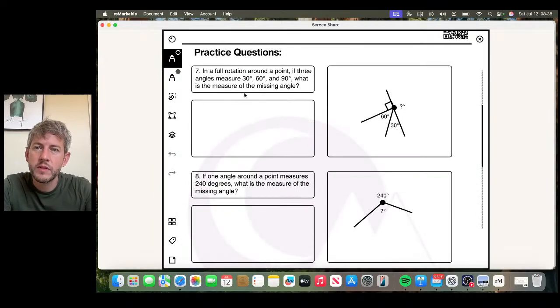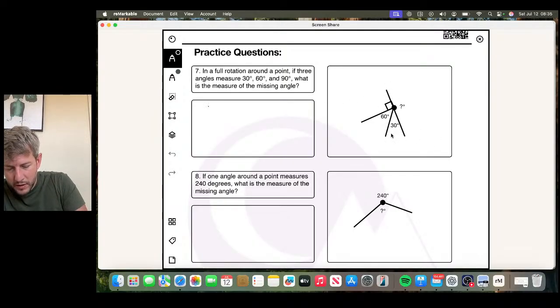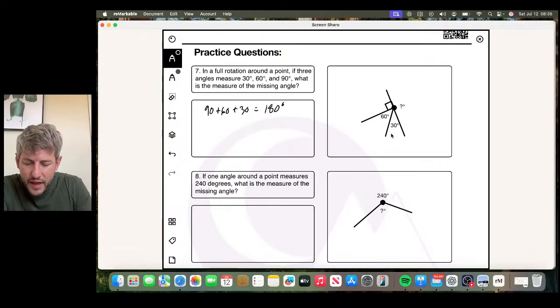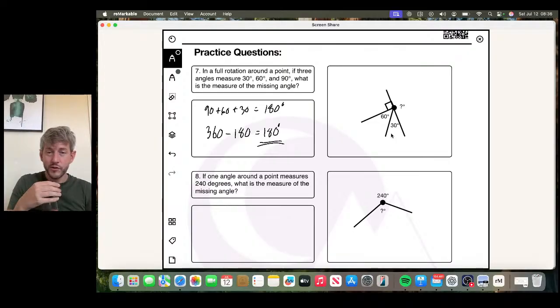Let's do these ones. In a full rotation around a point, if three angles measure 30 degrees, 60 degrees and 90 degrees, what is the measure of the missing angle? And it's kind of obvious from this diagram actually. So we've got 90 add 60 add 30 will equal 180 degrees. And then we're going to do 360 take away 180, which equals 180 degrees. So the missing angle, so this side here, it's the complete straight line, so that will be 180 degrees.